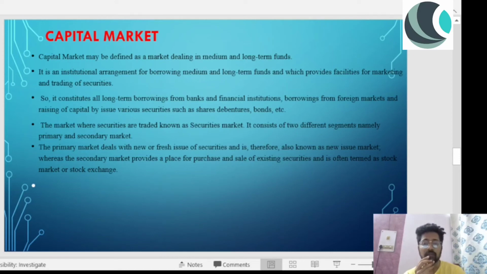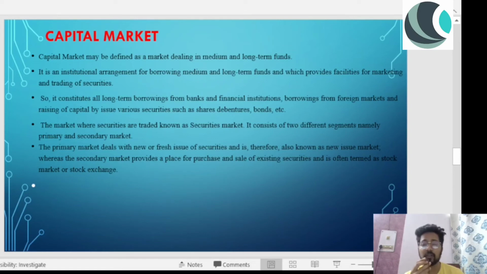So it constitutes all long term borrowings from banks and financial institutions, borrowings from foreign markets, and raising of capital by issue of various securities such as shares, debentures, and bonds. Right, so we're talking about long term borrowings from banks and financial institutions. We can borrow from foreign markets as well, and we can raise capital by issuing various securities such as shares, debentures, bonds, etc.